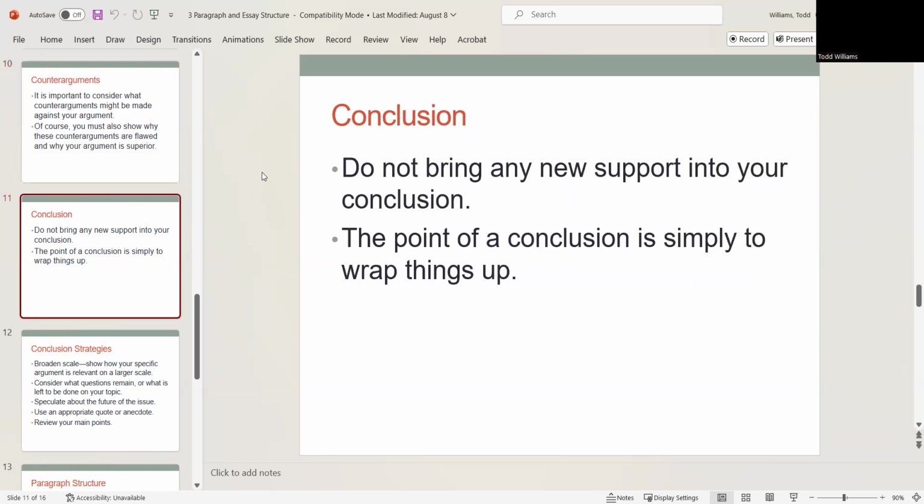For conclusions, there's basically one big rule with conclusions. The point of a conclusion is just to wrap things up. So don't bring any new support into your conclusion. All of the support for your thesis, counter arguments, background, all that stuff has already been done by the time you get to the conclusion. All you're doing in the conclusion is wrapping things up.